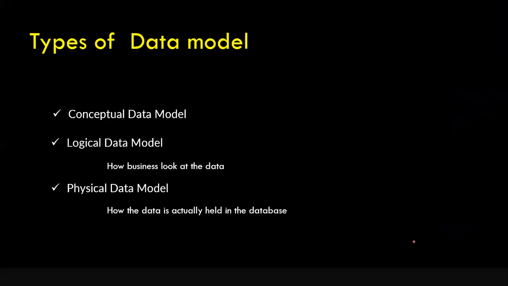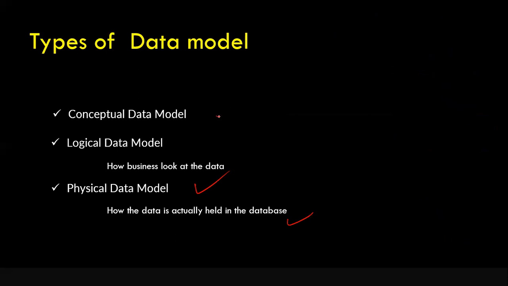Okay. So there are three types of data model. One is the conceptual data model. The next one is the logical data model. And finally, the physical data model. This is where we implement the data model. So the conceptual data model is the big picture. The logical data model helps us understand how the business looks at the data. And how the data is actually held in the database, that is what your physical data model is all about.